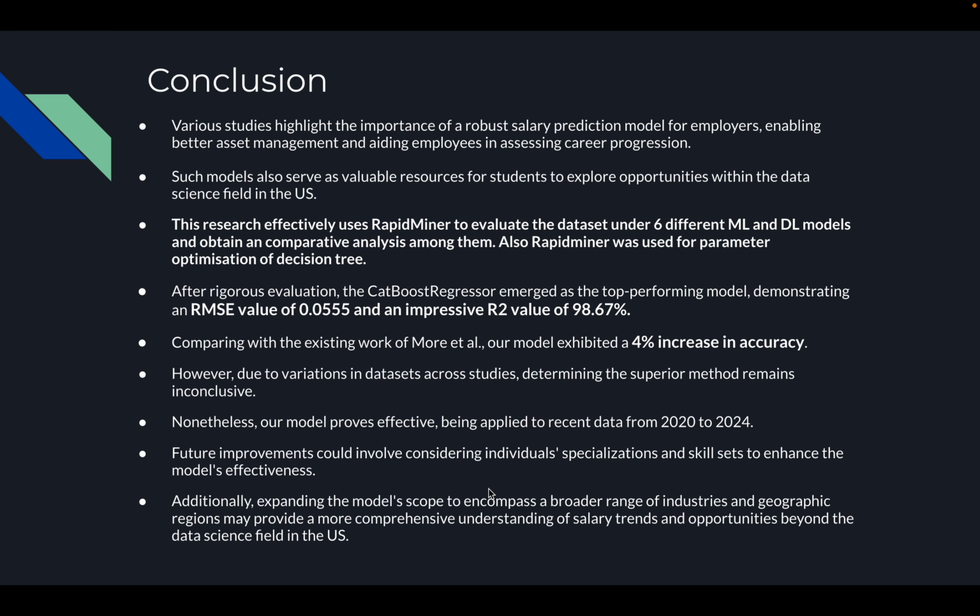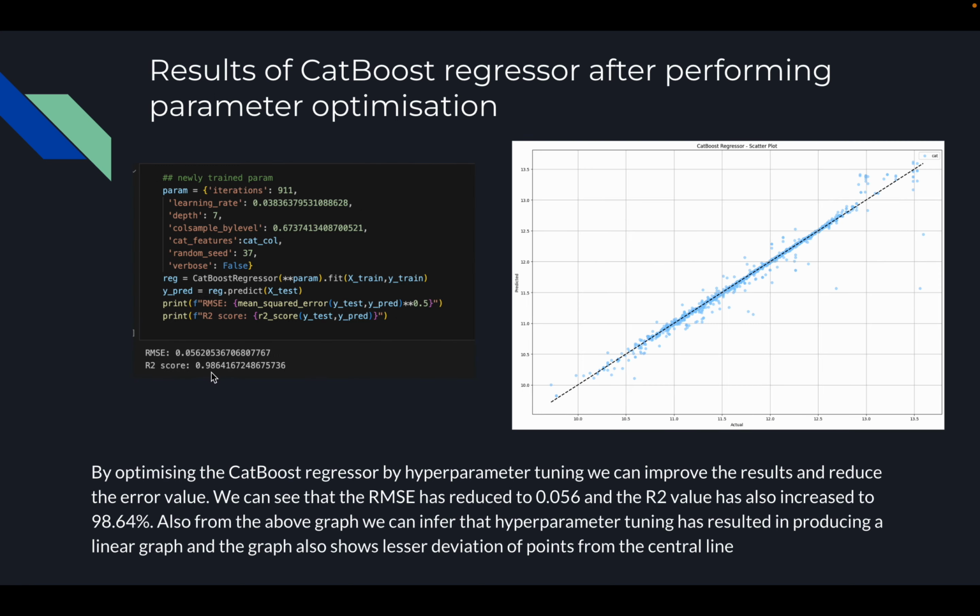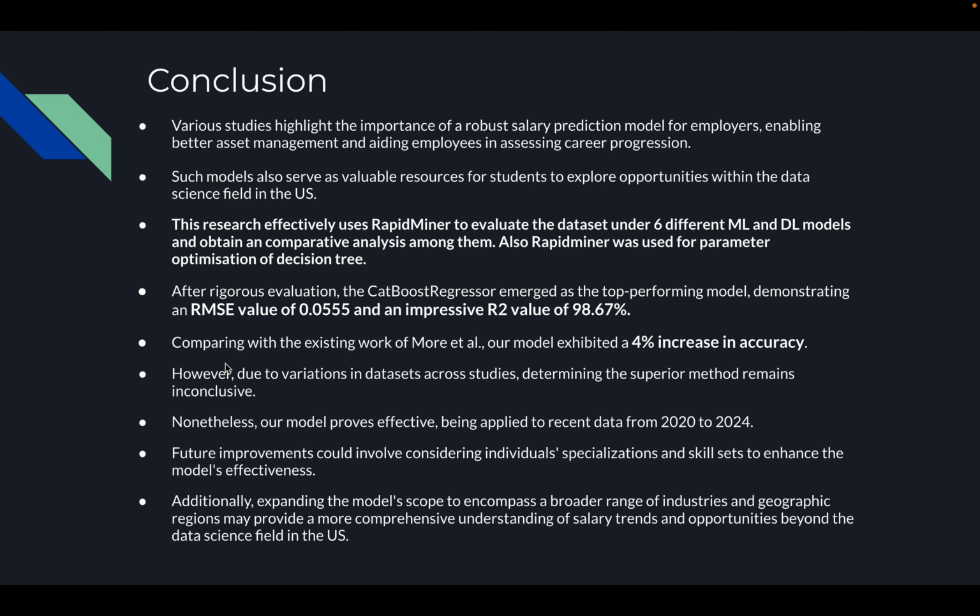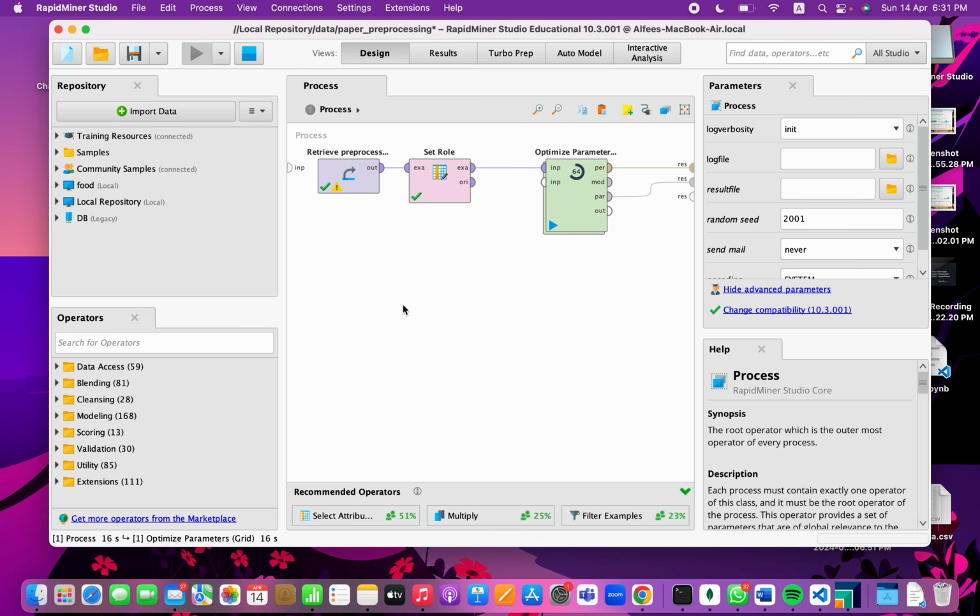So yeah, this is what I have developed, and this is the end of the methodology that I performed. This research had already been done in the year 2021, and the paper proposed used random forest and linear regression, and they got an accuracy of 91 and 94, but I have got an accuracy of 98.64, which is a 4% increase. And yeah, this is my research on using RapidMiner.